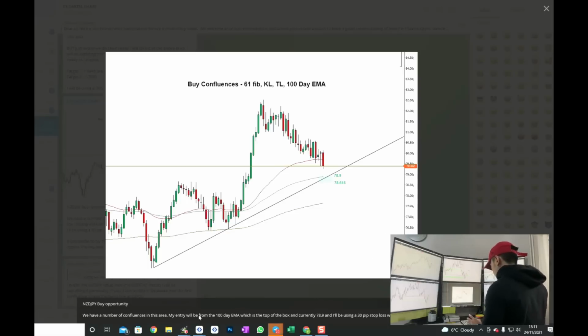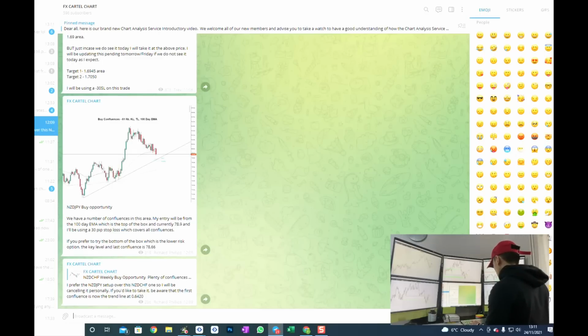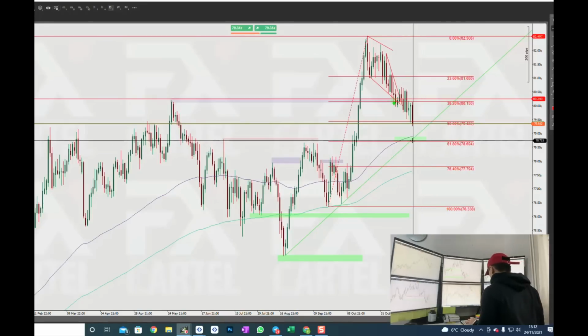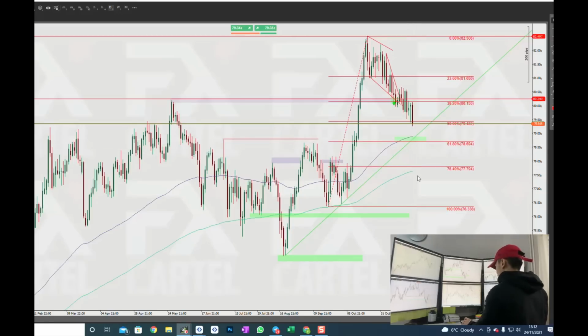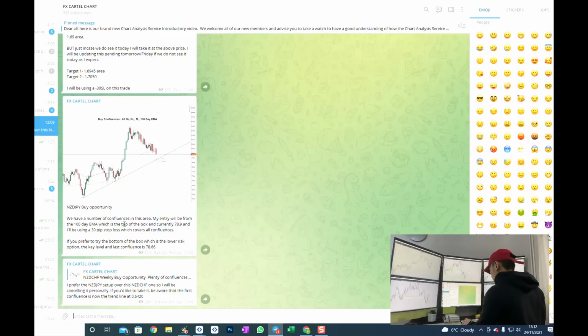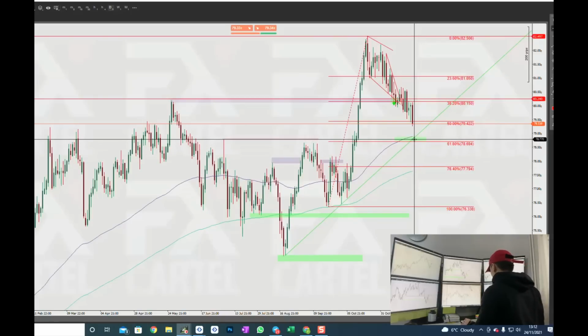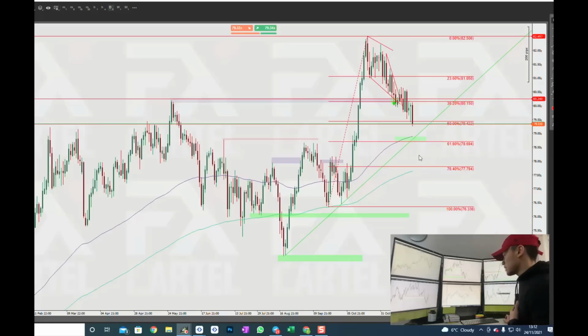His confluences, this is what he said: My entry will be from the 100-day in May, which is top of the box, and currently is blah blah. So we've got our box. I already have this drawn up, and for me personally, I will take it around 757, which is entry is 78.9. I'm actually going to go a bit lower, 78.75, because that's me personally.